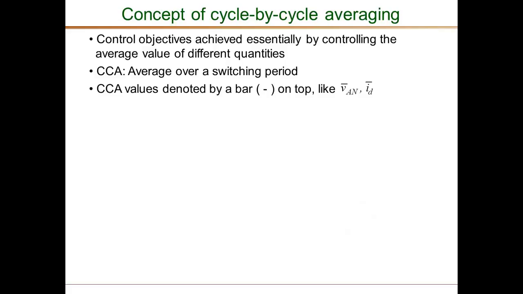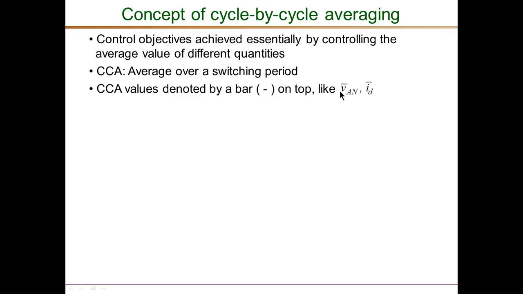The average modeling is important because in power converters, almost all the control objectives are achieved essentially by controlling the average value of different quantities. So we need to come up with a formal definition of averaging. What we use is the cycle by cycle averaging, or CCA, which essentially is the average of a quantity over a complete switching period. We denote the cycle by cycle average value of quantities by a bar on top.